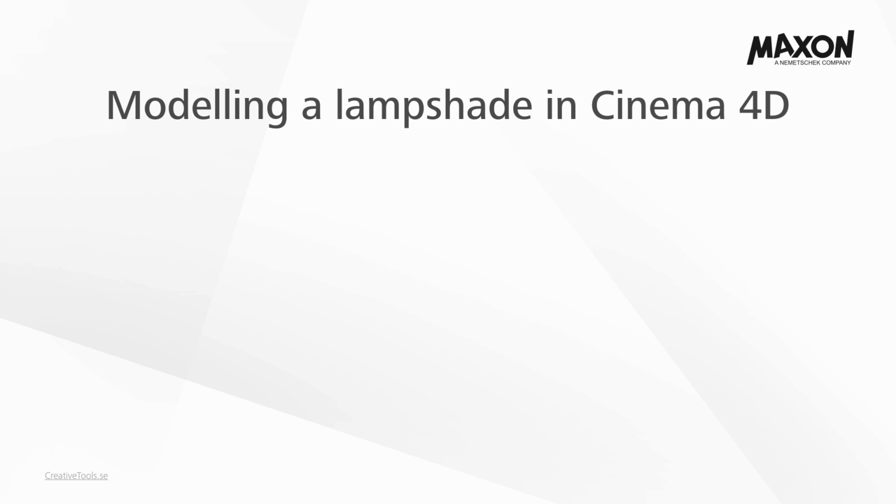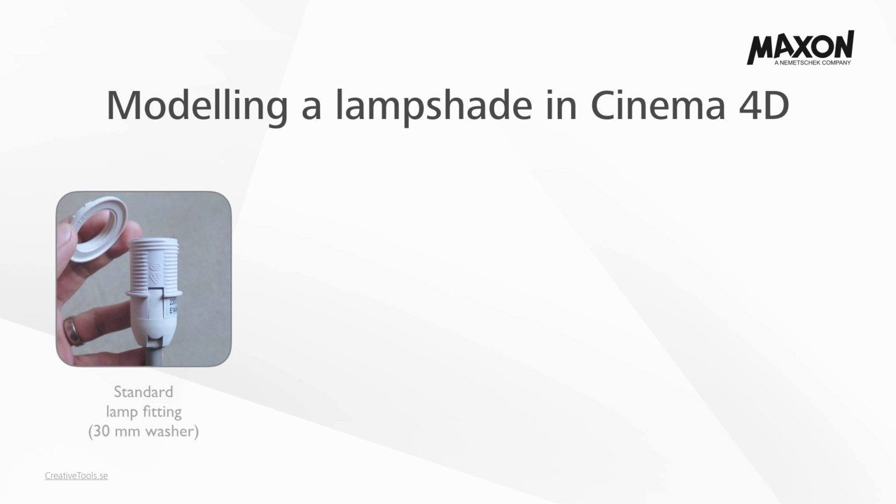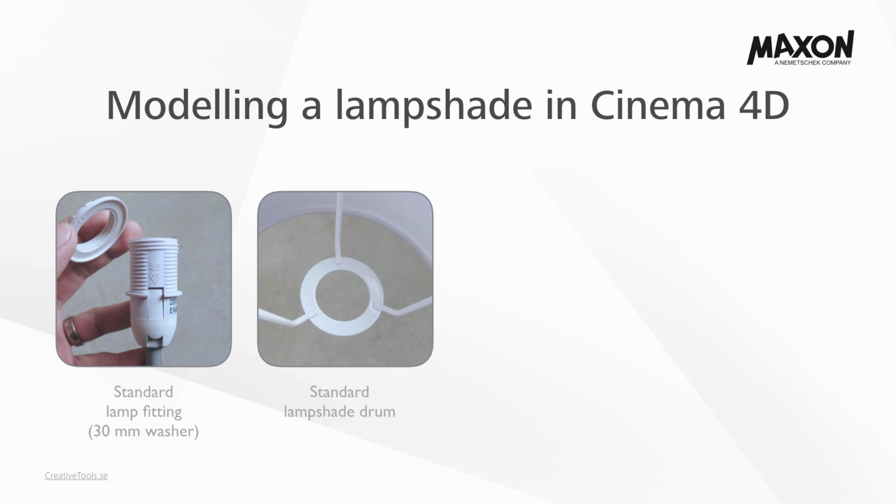Thank you, Bernd. For this webinar, I wanted to create a common household item modeled in Cinema 4D and materialized on a home 3D printer. So I came up with the idea of making a simple lampshade, and here's what we have to start with. First, I measured a standard lamp fitting. The washer holding the lampshade is about 30 millimeters in diameter. So in Cinema 4D, I created two objects, the actual lampshade itself and a structure to connect it to the lamp fitting, close to the light bulb.